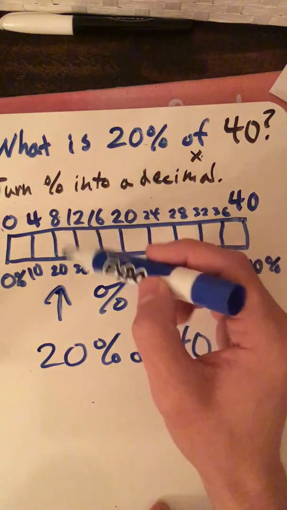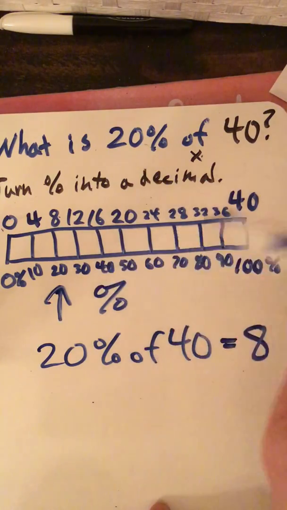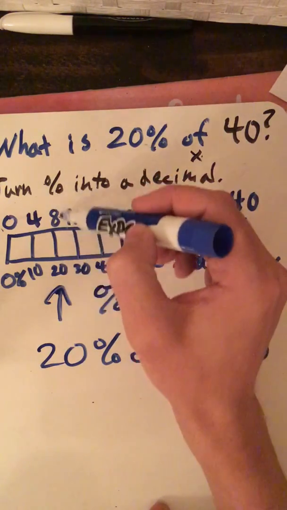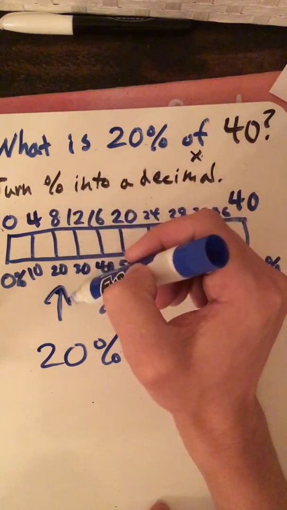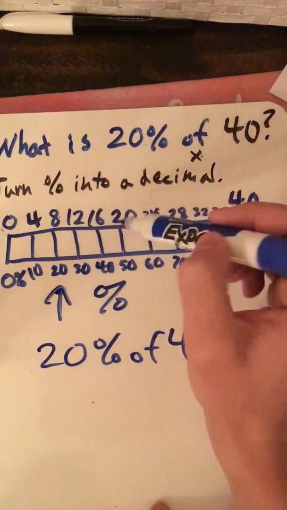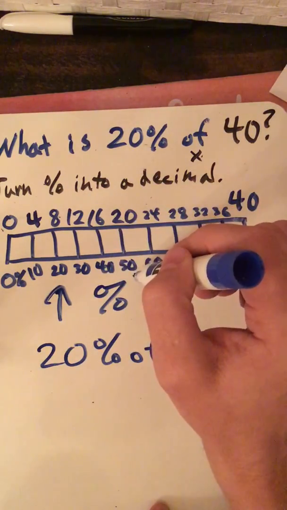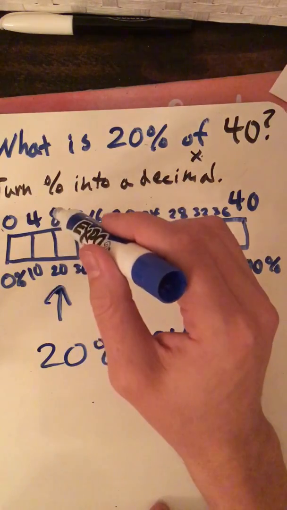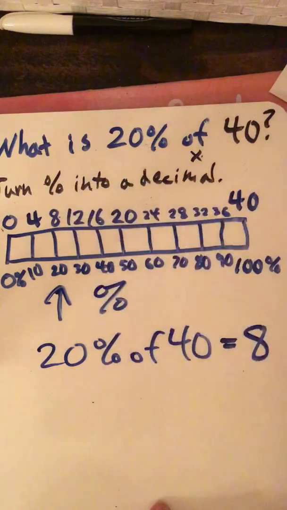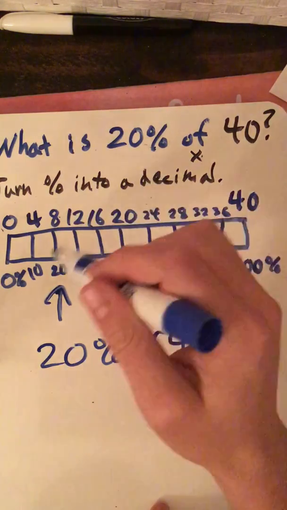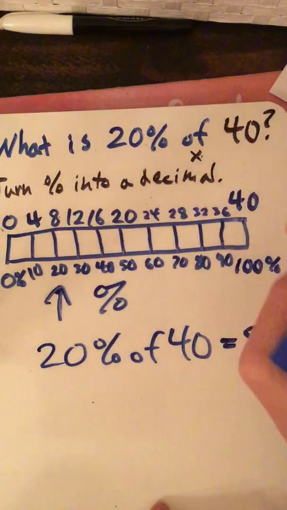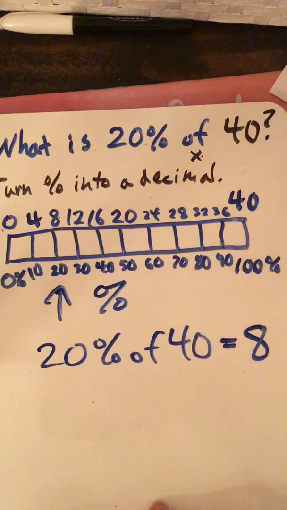Now I can even go so far as to finding 25% by just halving that 20 again, and it would be in between here. It'd be 10, because that's half of 50%, which would be 25%. It'd be right in between 8 and 12. You use your benchmark fractions to help you fill in the gaps. That's it.